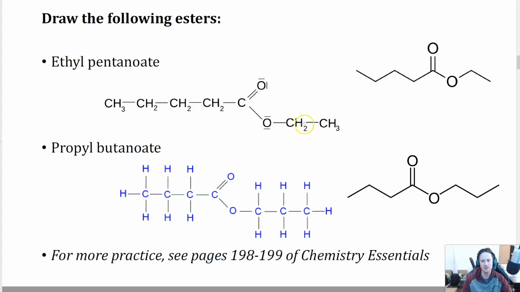So ethyl is 2 carbons, 1, 2. And then pentanoate, that's the carboxylic acid side. So basically that's here. Remember to include this carbon, 1, 2, 3, 4, 5.